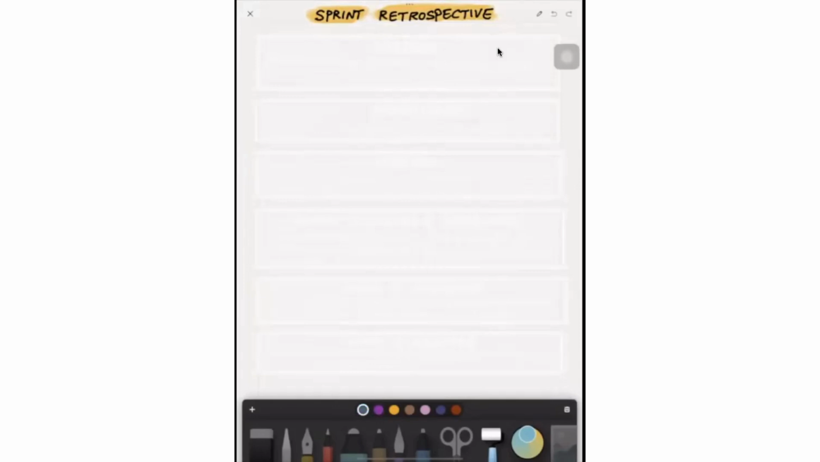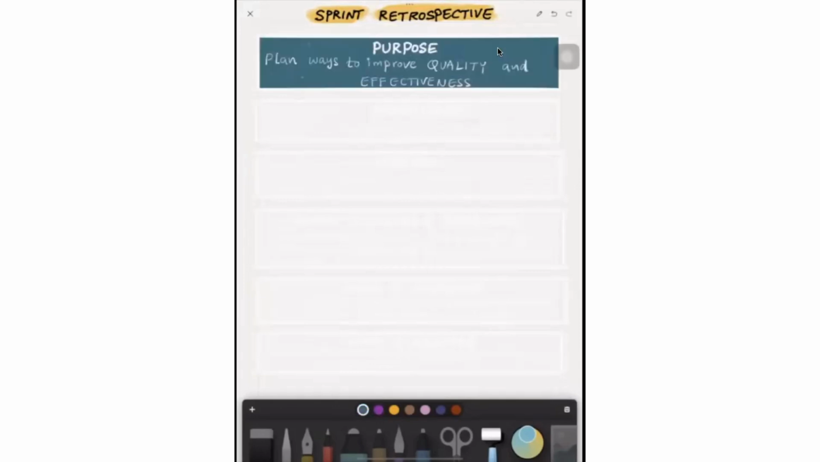So what is the purpose of sprint retrospective? The purpose is to plan ways to improve quality and effectiveness. So quality is related to the product, which means whether the current definition of done is strong enough or is there a need to improve that quality standard by adding some stringent quality criteria. Effectiveness is related to the team with respect to their communication, collaboration, tools, techniques, practices, how they're helping. Is there any way that we can improve them? That's the purpose, primary purpose.